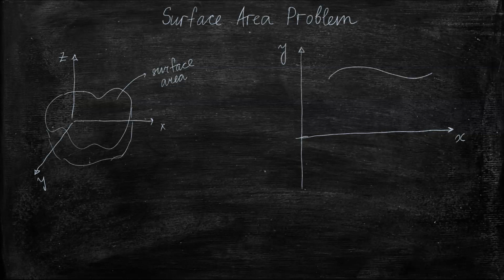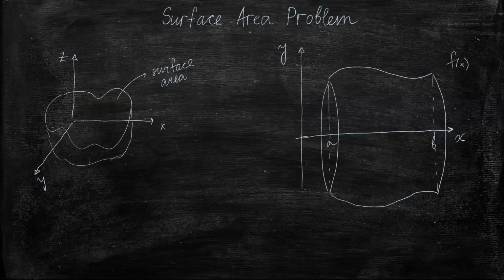So if we have a function f of x defined on some interval from a to b, and it is continuous and differentiable, and if we take a piece of this function and rotate it around the x-axis, then by doing so we'll create something that is called the solid of revolution. So if we look at it sideways, it's going to look like a vase.